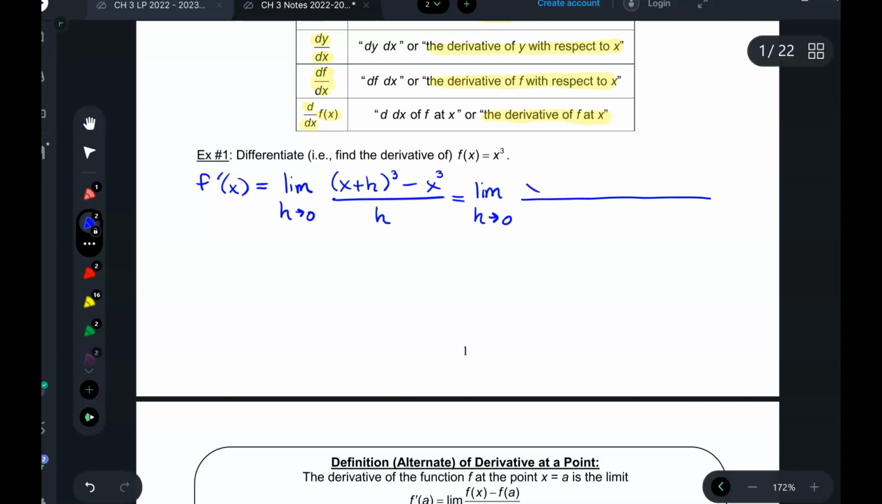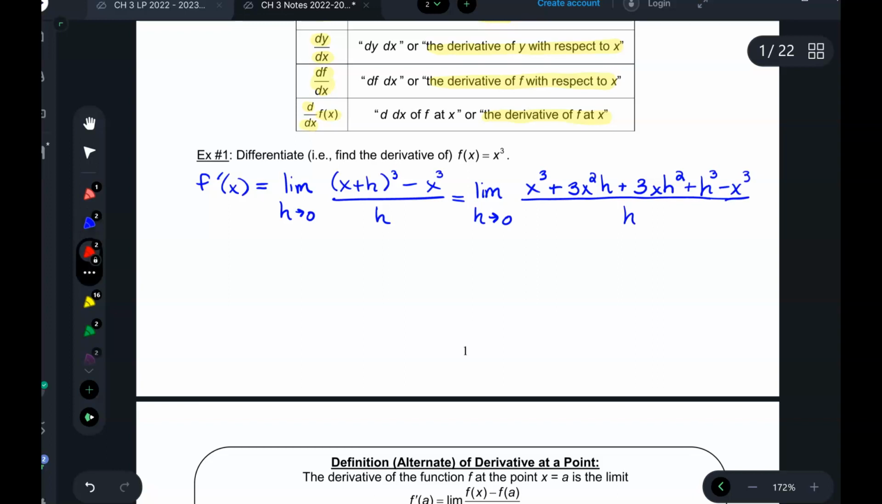Okay, so it's going to be x cubed plus 3x squared h plus 3x h squared. Does that look familiar? Okay, and then plus, what's the last term? h cubed, minus x cubed.